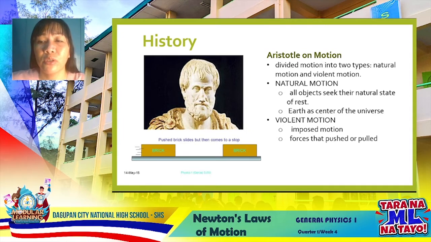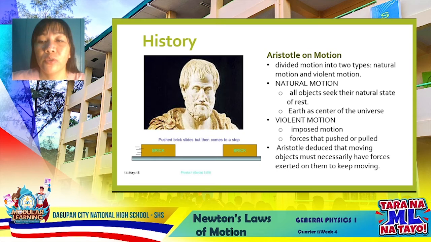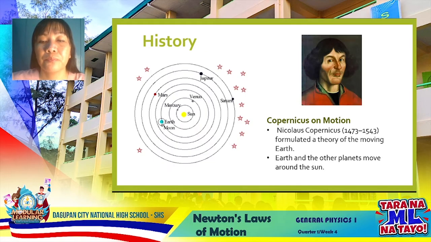Objects in their natural resting places could not move by themselves, so violent motion was imparted to objects in order to move. Thus, Aristotle deduced that moving objects must necessarily have forces exerted on them to keep moving. Pushing or pulling an object causes a natural motion or violent motion. If the cause is removed by not pushing, then the object returns to its natural state and stops moving.